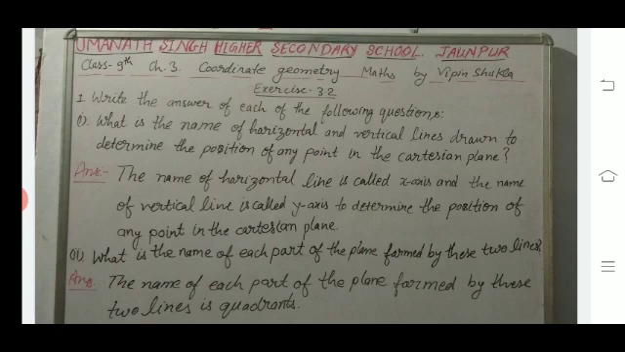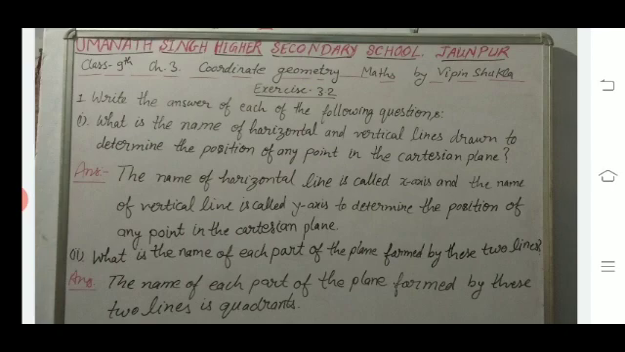Number 1. What is the name of the horizontal and vertical lines drawn to determine the position of any point in the Cartesian plane? If you learn the definitions that I gave in the first lecture, you will understand the answer to this question. If you do not understand, just see the answer.